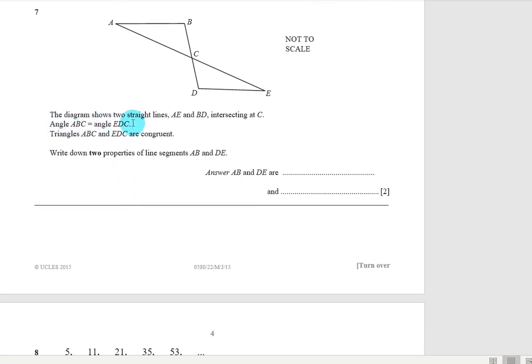The diagram shows two straight lines AE and BD intersected at C. Both lines intersect here at C. Angle ABC equals angle EDC. So let us add that: this angle is equal to angle EDC, which is equal to this angle.